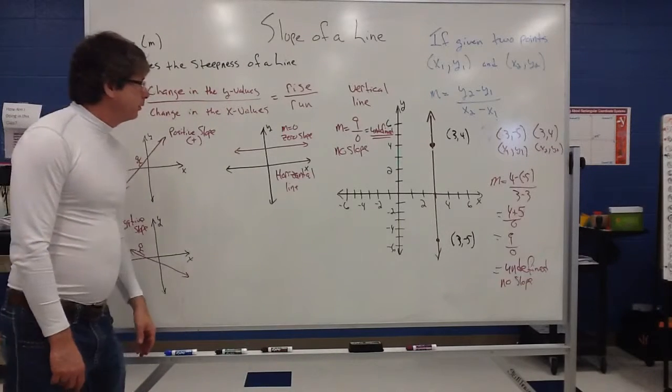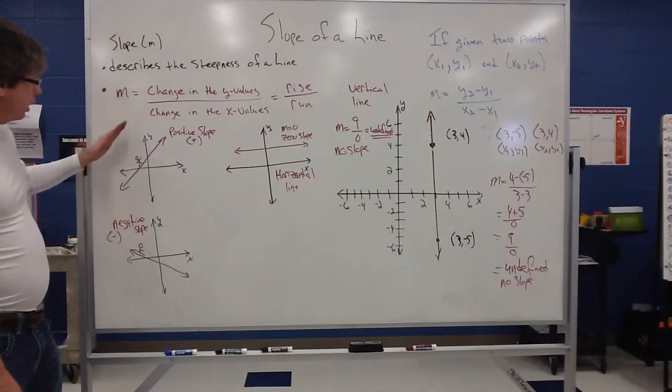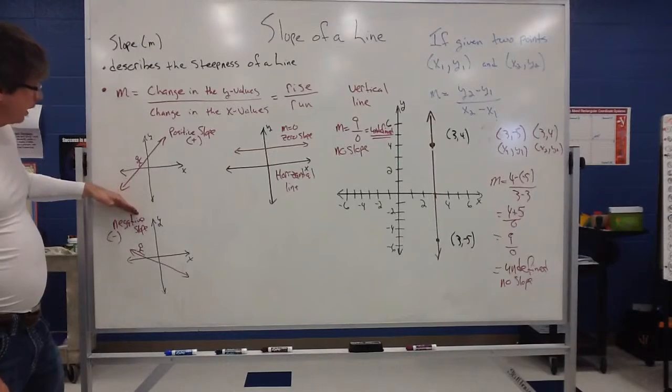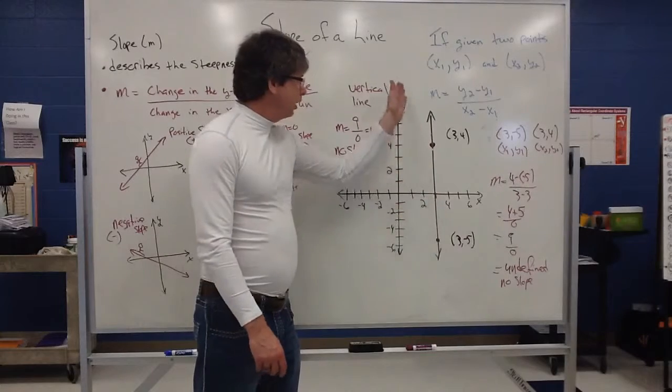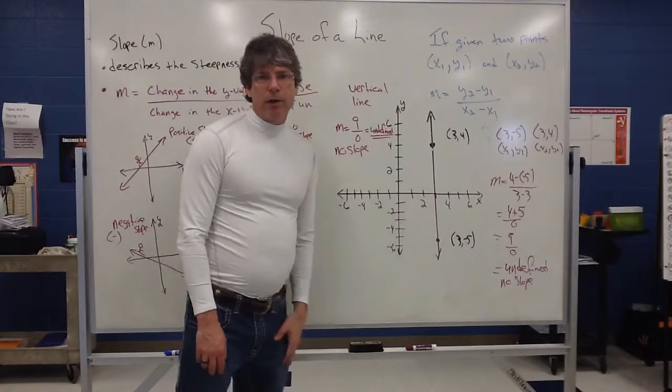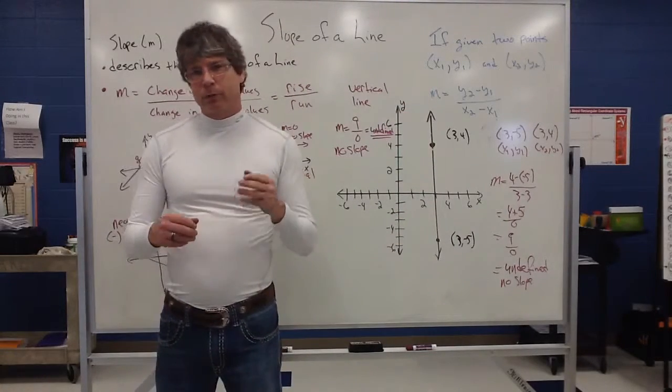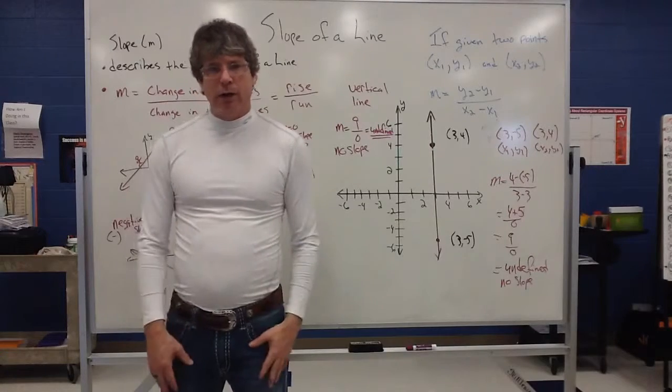So those are our different types of slopes. We have a positive slope, a negative slope, a zero slope, and then we have what we refer to as an undefined slope. And those are your main characteristics of slope. So we'll move on forward through that. Stay tuned for more.